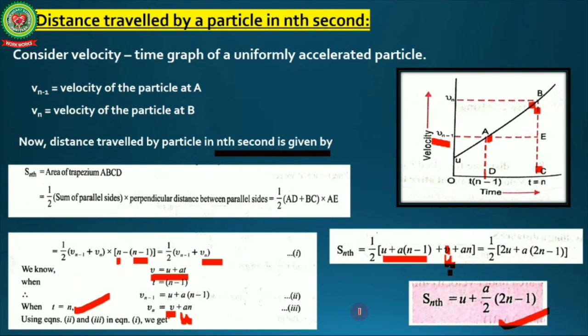So these are the four equations of motion and how we can derive these equations with the help of the graphical method. That's the end of the topic.